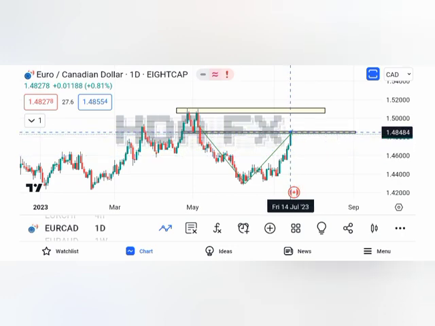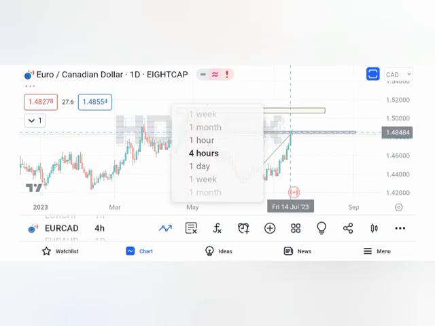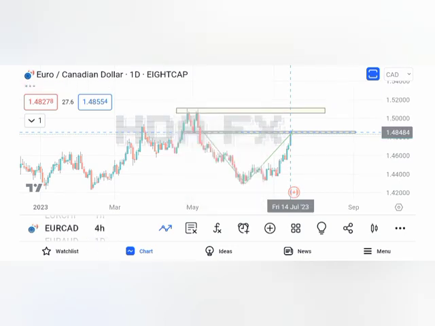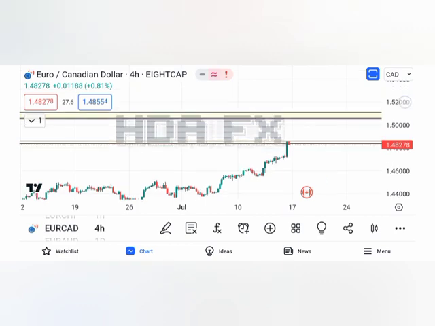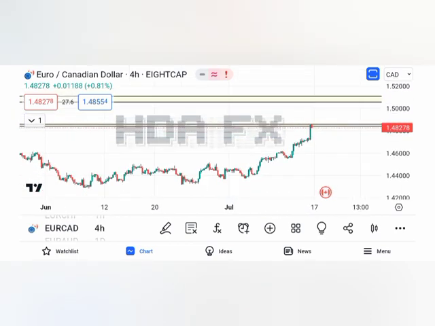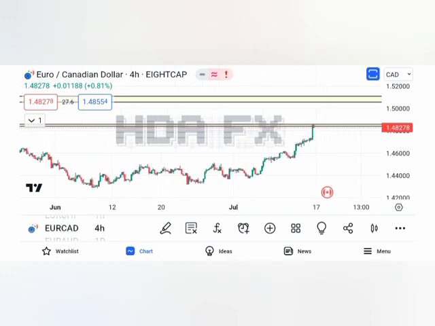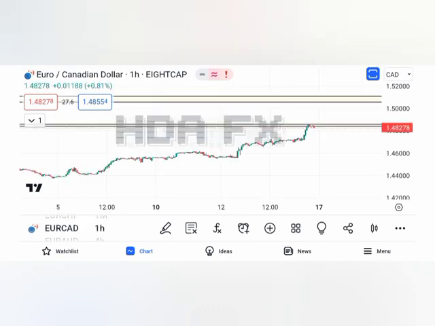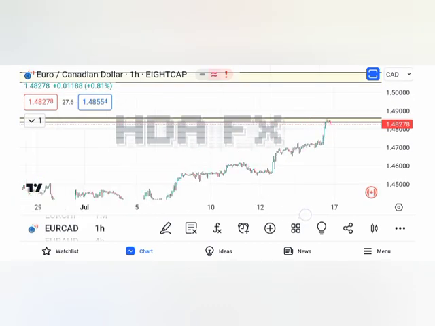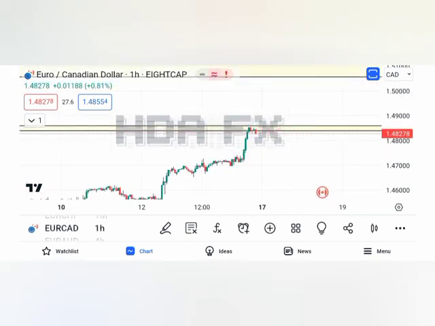So now let's move to a lower time frame like the 4-hour time frame and see what we have there also. So now on the 4-hour time frame also, we still have nothing. So now let's move to the 1-hour time frame and see what we have there also. The chart is loading. So now we could see we still have nothing on the 1 hour time frame.